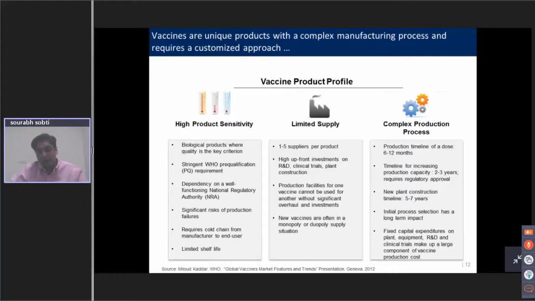The other complex scenario is that even though the vaccines could be similar to other existing vaccines, there are no generic vaccines. You still have to undergo stringent clinical trials for all new vaccines being developed. There is also a timeline for increasing production capacity, which is about 2 to 3 years and requires regulatory approvals. There's also initial process selection in terms of what product and how you manufacture. Your process can have a long-term impact, because how you produce, and what yield you can generate from your cell line and your manufacturing process, will go a long way in determining what sort of economies of scale you will be able to develop.